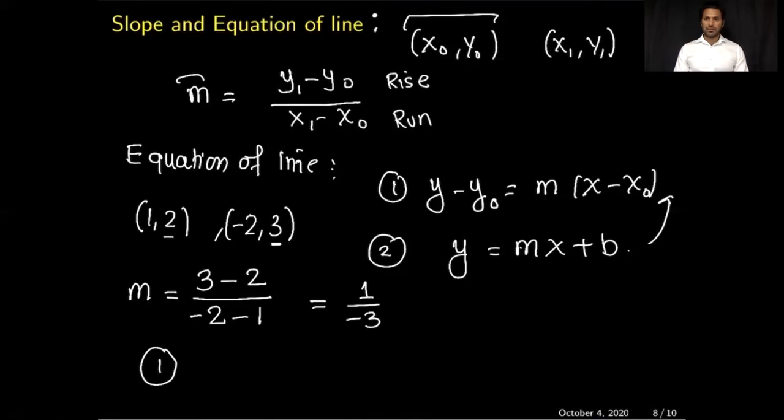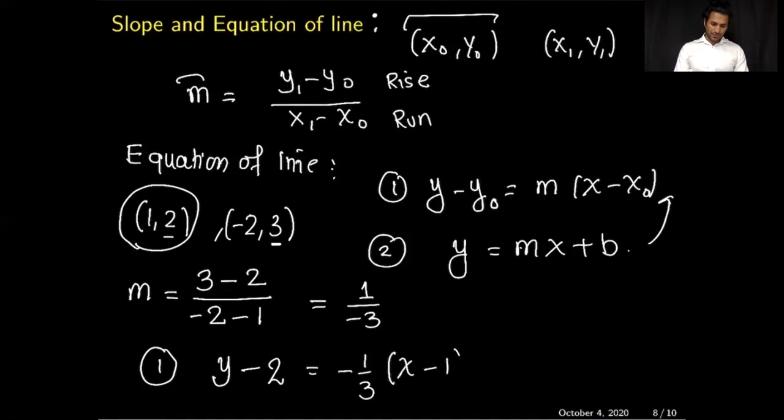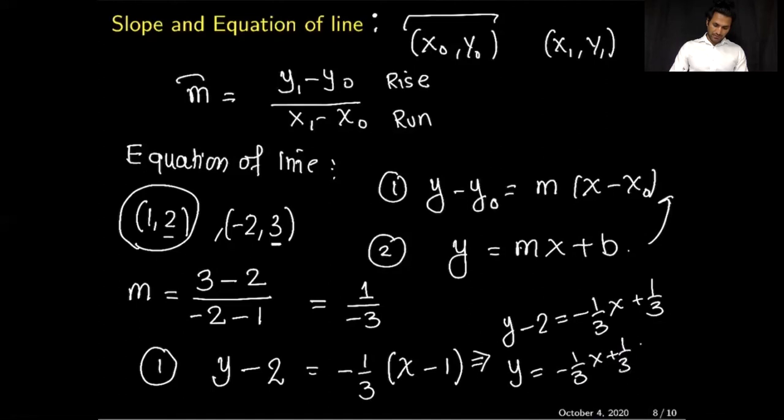I will use the first formula to calculate the equation of the line. If I want to calculate the equation of the line, I will use this point. I can also use negative 2 and 3, but this time I will choose this. So y minus y value, which is 2, equals the slope, minus 1/3, times x minus x value, which is 1. If I simplify this equation, y minus 2 is equal to minus 1/3 x plus 1/3, and then I will add 2 on both sides. I will get y is equal to minus 1/3 x plus 1/3 plus 2. So this is simply y is equal to minus 1/3 x plus 7/3. So this is the equation of the line.